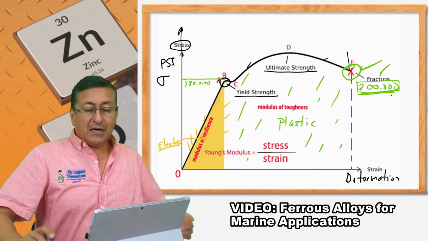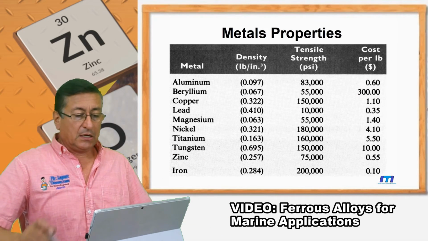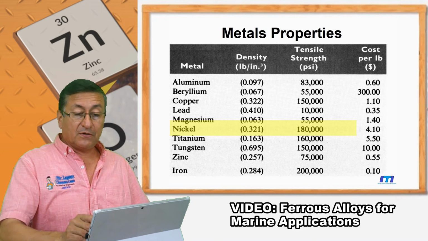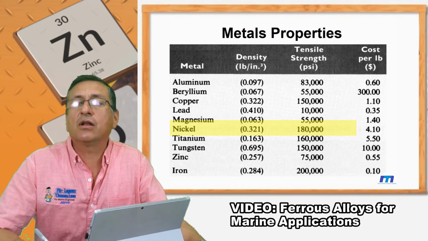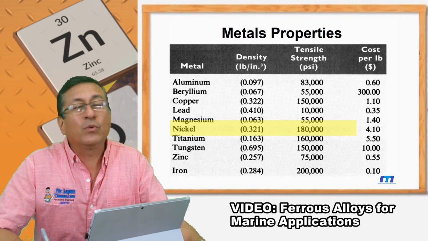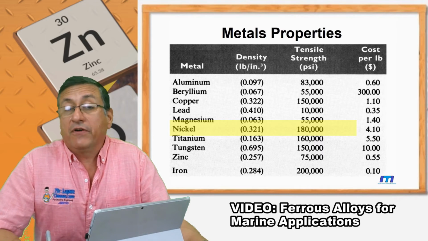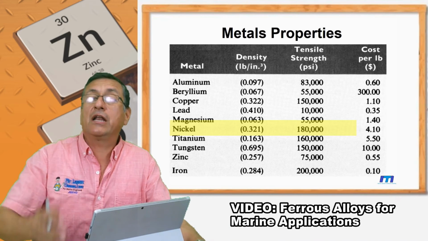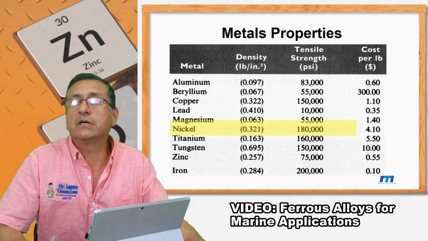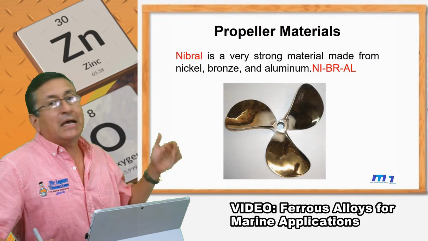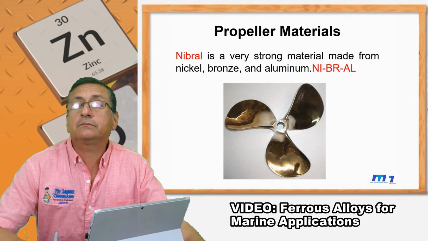Alright? What is the other metal in that table with high tensile strength? It's nickel. Oh, nickel. Nickel is wonderful. For that reason, the alloys with a high content of nickel are alloys with high tensile strength, in ferrous and non-ferrous alloys. You remember a non-ferrous alloy with a high content of nickel, famous in marine applications? Yes, Nibral. Nibral, that alloy is a perfect alloy with a high content of nickel.